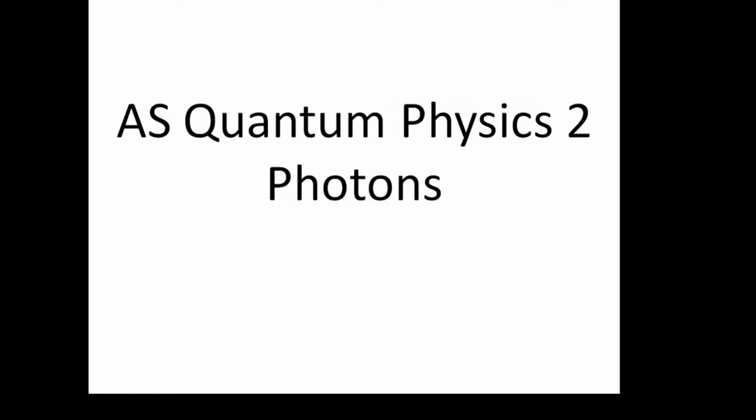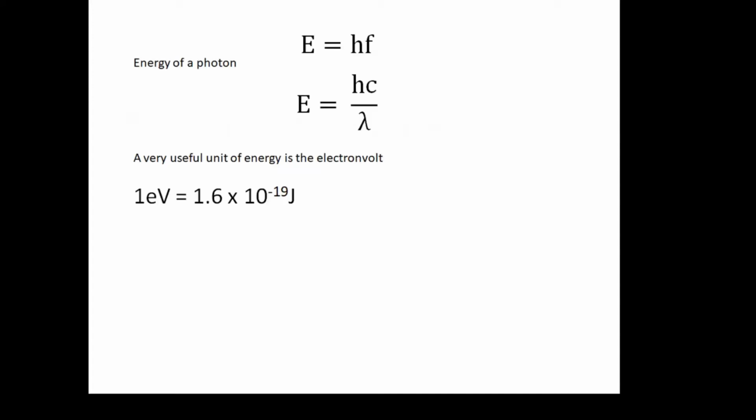AS Quantum Physics 2, a bit more information about photons. So the energy of a photon, we've said E equals hf, where h equals Planck's constant, and as f equals c over lambda, we've got E equals hc over lambda.